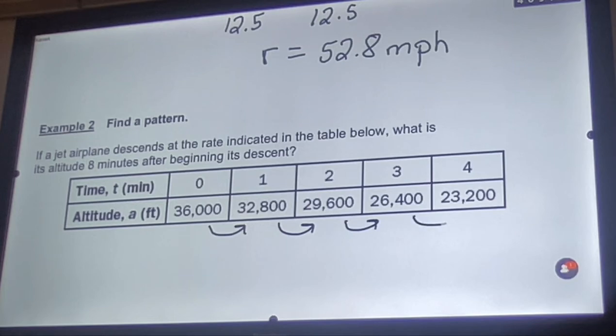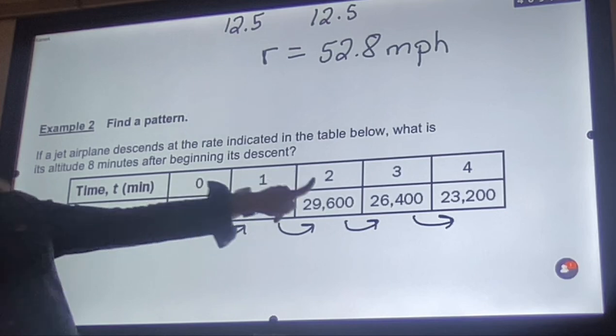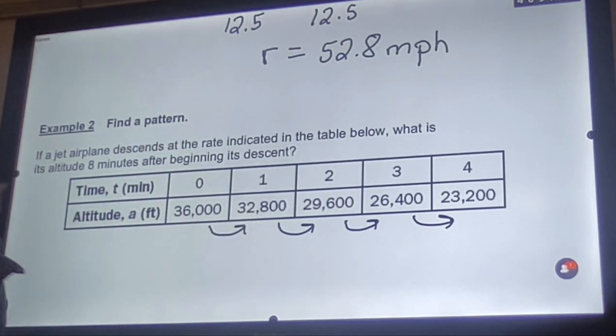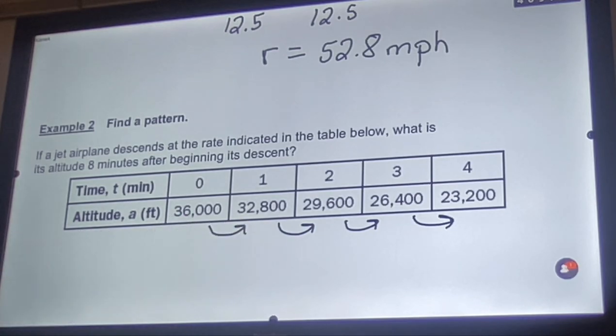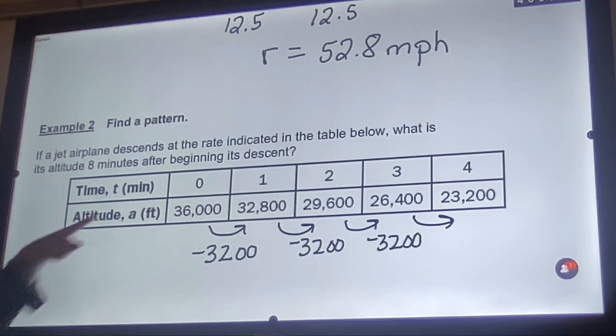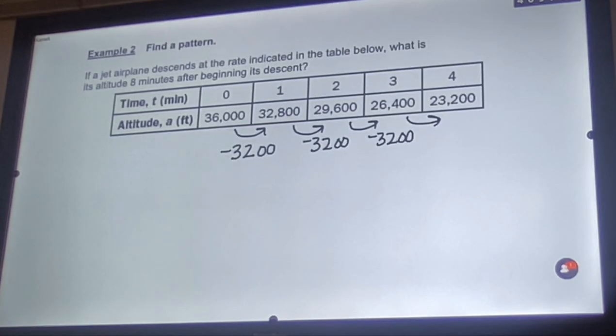Yeah. So that would be kind of looking to see what's going on each minute. Notice the time is going up a minute each time. And then you're looking to see what's happening with the pattern of the y values. And he says you're subtracting, you said 3,200, right? Yeah. And that pattern should be the same each minute. So each time from 1 minute to the next, we're subtracting 3,200 feet. So we're going to try and write an equation.